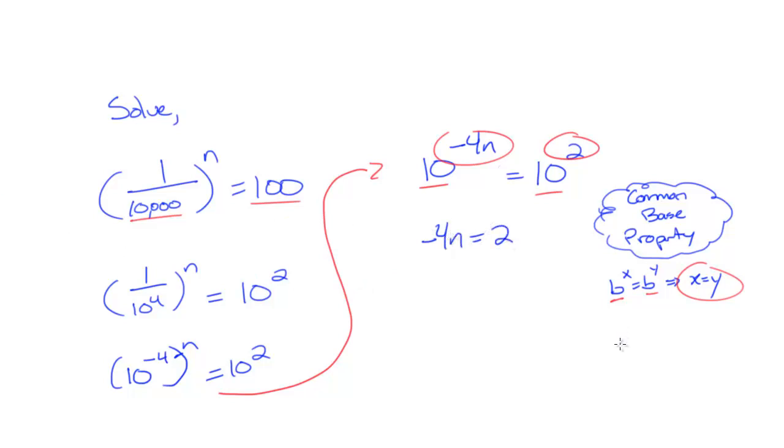And now I can solve this for n by dividing both sides by negative 4. When I take 2 and divide it by negative 4, I reduce that down to negative 1/2.